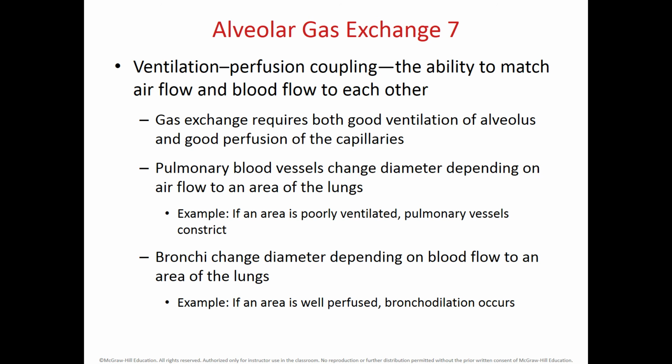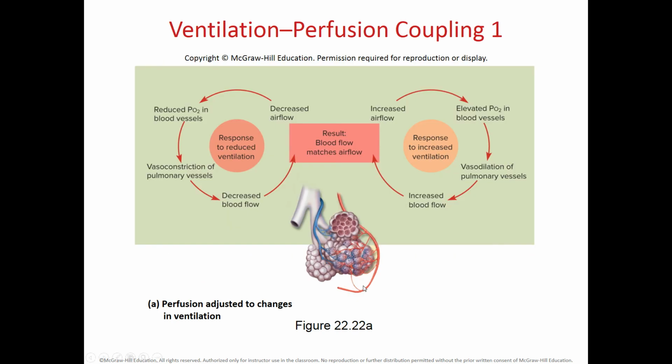For instance, if any area of your lungs has poor ventilation, so you are not bringing enough air, your pulmonary vessels will constrict because there's not so much oxygen to pick up. And vice versa. If you have good ventilation, your blood vessels will dilate. And then the bronchi will change the diameter depending on the blood flow to an area. For instance, if your bronchi is receiving good perfusion, you have bronchodilation, so you can bring more air. So this is to show you the changes that happen during perfusion and ventilation.